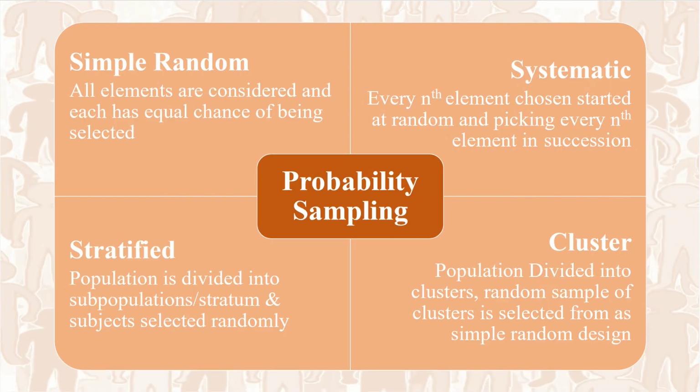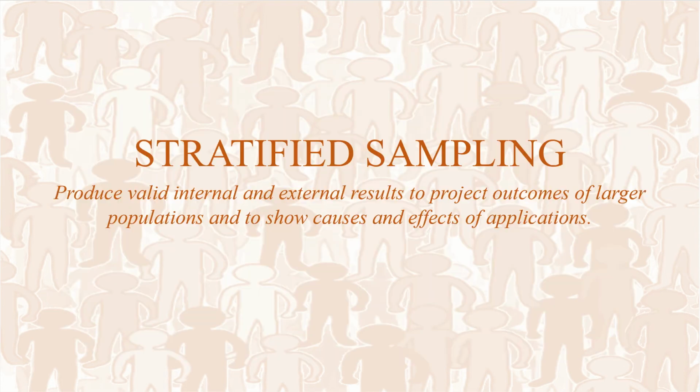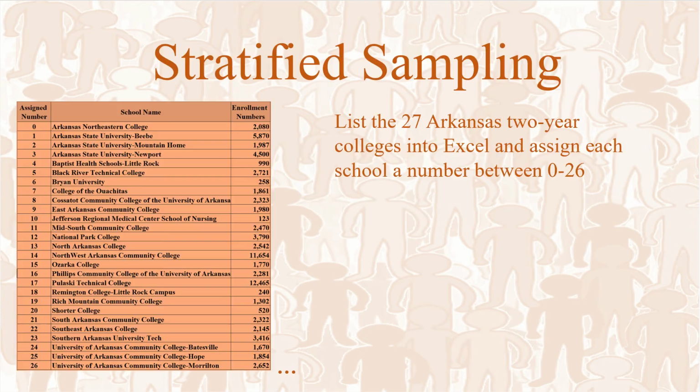The third probability sampling method examined in this presentation is the stratified probability sampling method. In the stratified sampling method, the population is divided into subpopulations or strata. The subjects are selected randomly. Stratified sampling produces valid internal and external results to project outcomes of larger populations and to show the causes and effects of applications.